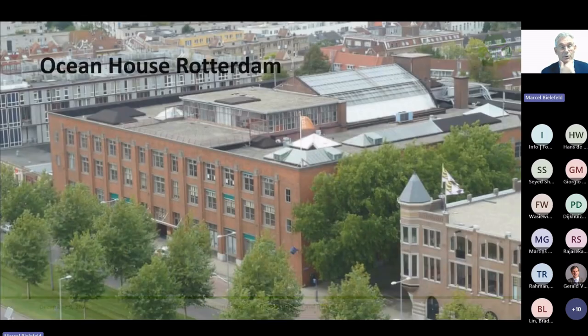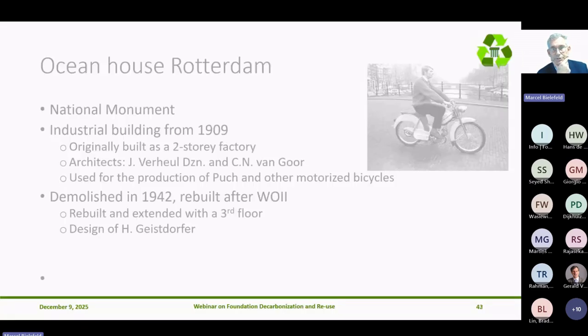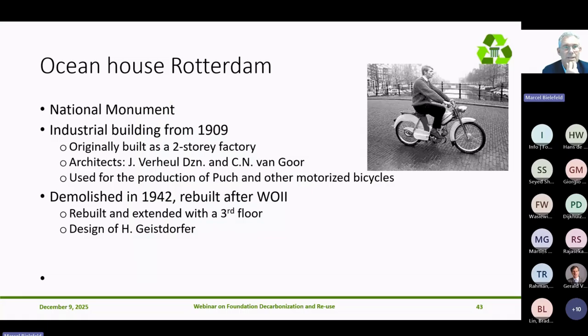The other case is in Rotterdam, an old construction, a national monument nowadays. It has been constructed over 100 years ago. Originally constructed as a 2-story factory, and that factory has been famous because it produced all the motorized bicycles, the Spartamet.